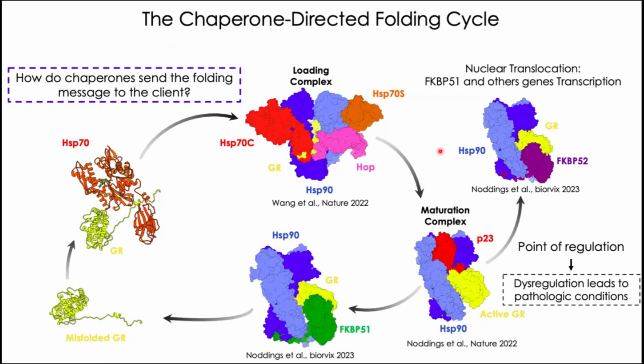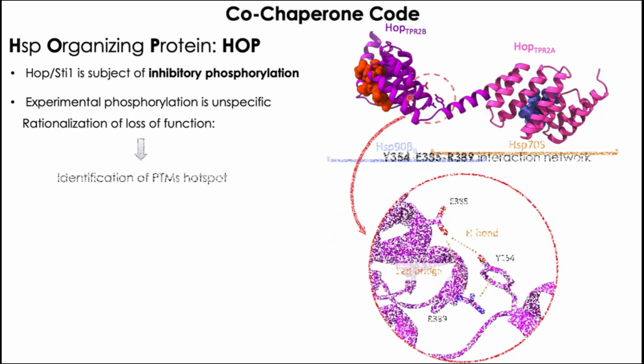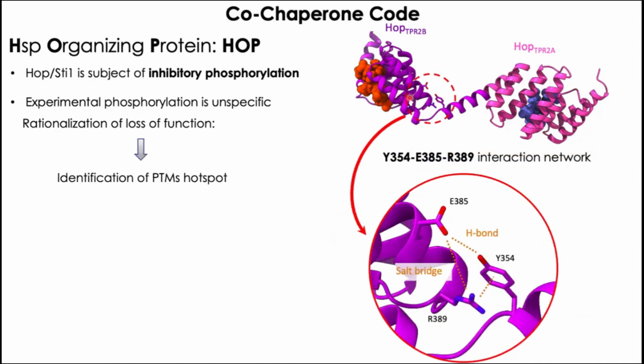So we started to look into the effects of post-translational modifications other than sugar modifications on other proteins that build up these large complexes. And in particular, we looked at one of the co-chaperones, one of the ancillary proteins that are needed to bring all things together. This co-chaperone, which is called HOP, is known to be phosphorylated at one tyrosine.